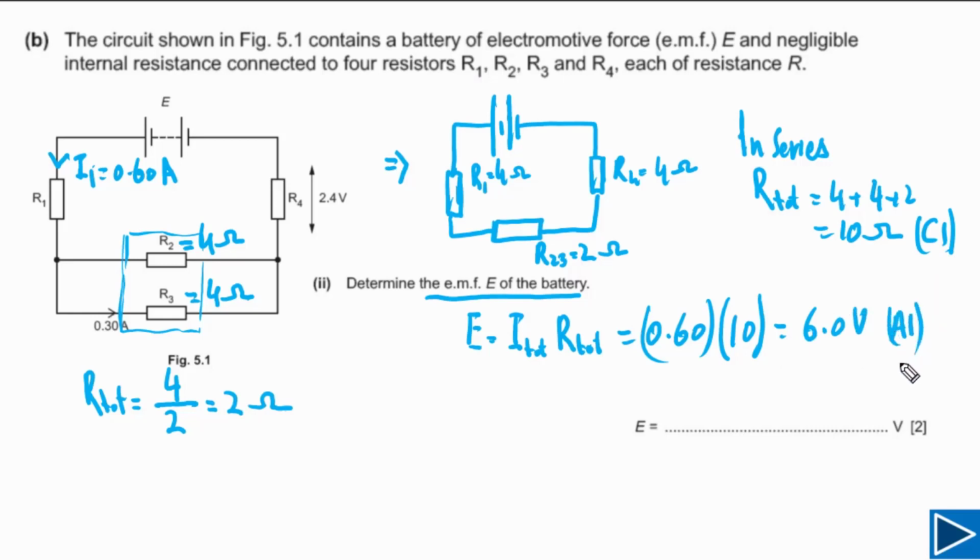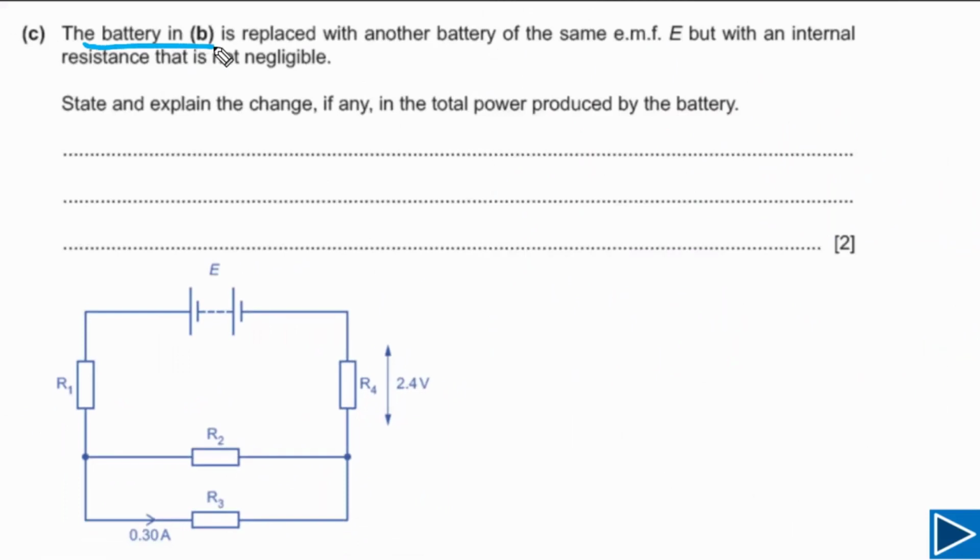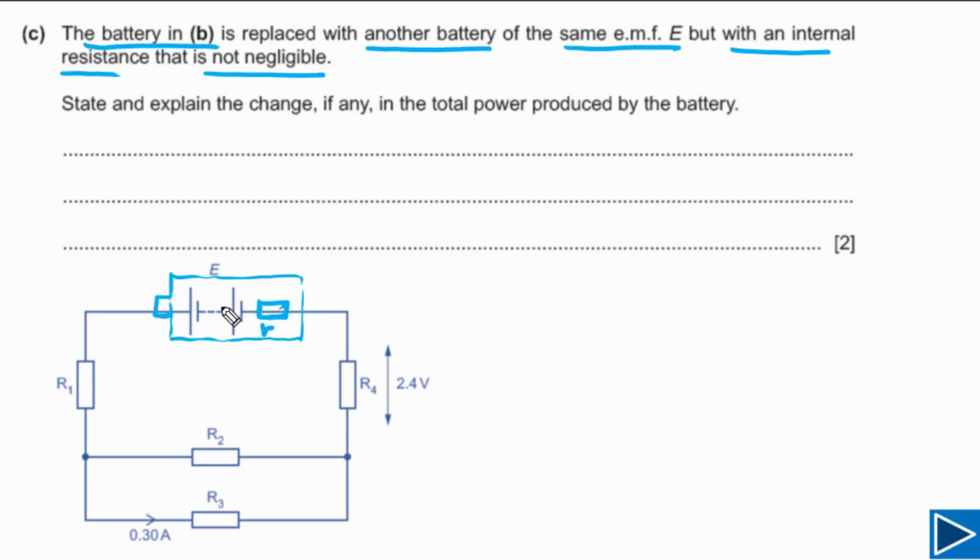For part C, it is given to us the battery in B is replaced with another battery of the same EMF but with an internal resistance that is not negligible. It simply means that the battery has internal resistance now, and we cannot ignore this internal resistance. So simply we can say this is small r. And this is all inside the battery. So this is our battery now, and this battery has internal resistance. This is the resistance of the battery itself. So that's the reason we call this internal resistance. Sometimes we also call this source resistance.